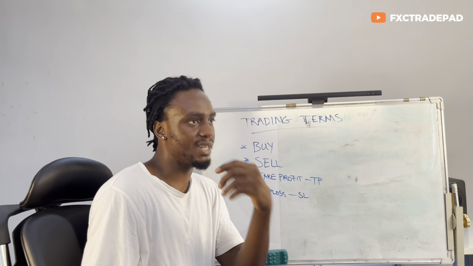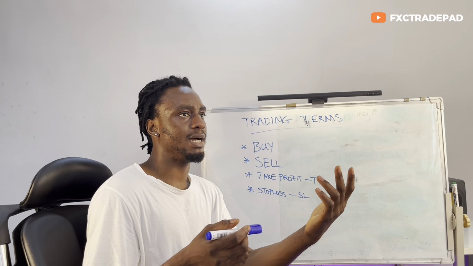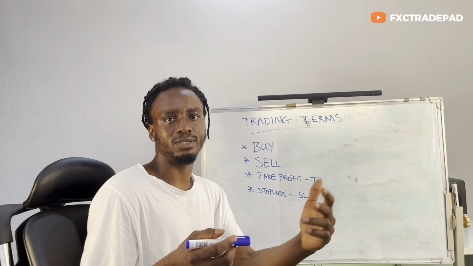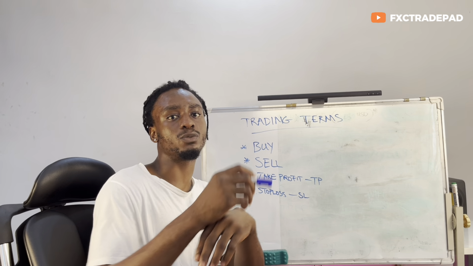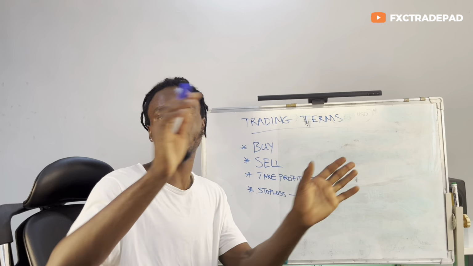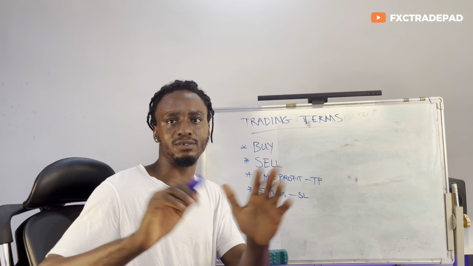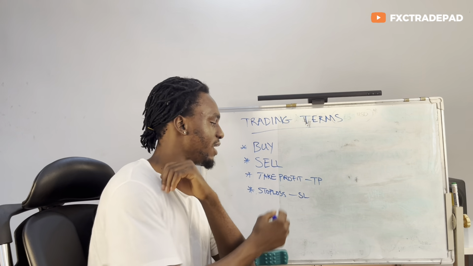Alright, take profit. What is take profit? So let's say you open price at $1 and you say that this price is going to go to $2. That's where you put your take profit. Once price gets to that place, it closes you automatically out of the market and you've made your profit. So that's what we have as take profit.